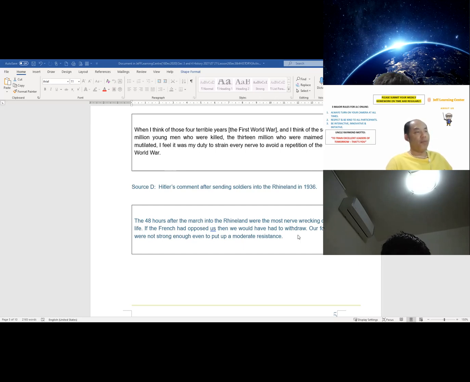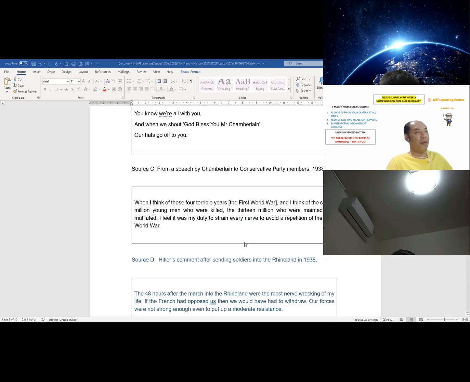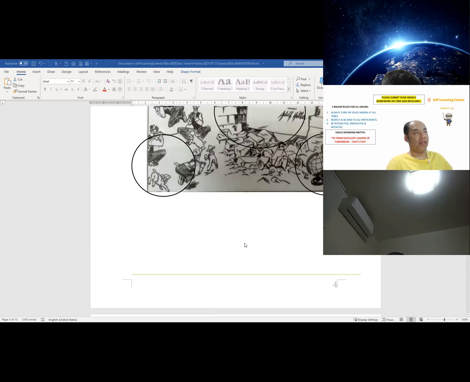If the French had opposed us, then we would be dead. But thank God, as he was saying, we were not strong. So what is he trying to say about sending soldiers to the Rhine in 1936? He had just started building up the Nazi youth, Nazi soldiers, the power of Nazism. But why did he say that? Is it that he has no confidence, or he wants to eat humble pie, or he just wants to show off and challenge the League of Nations, that they are useless? Remember the front, the one on top, that one we are talking about here.